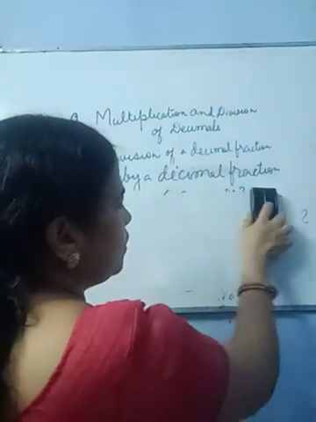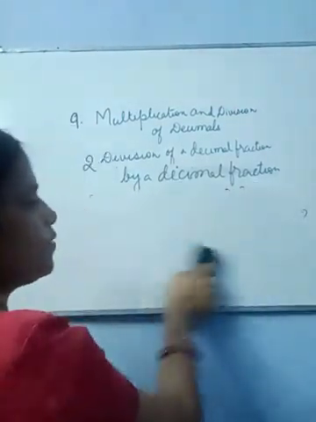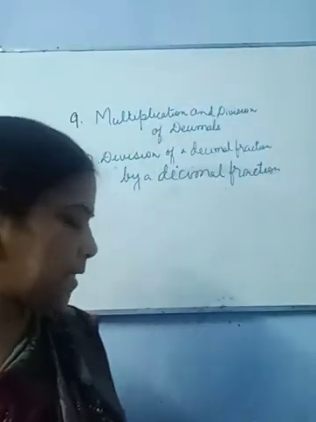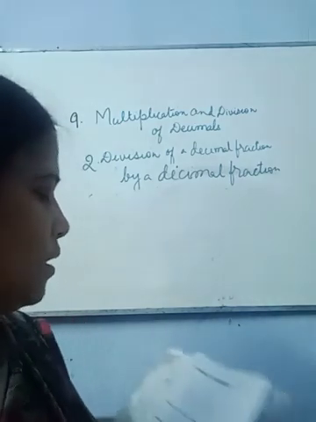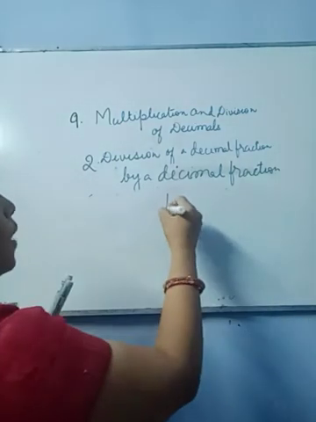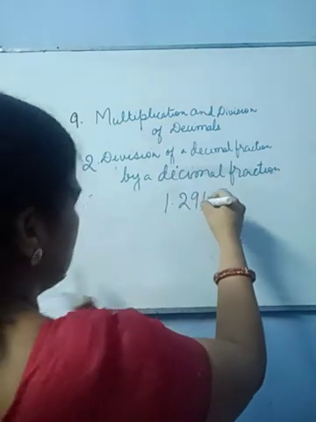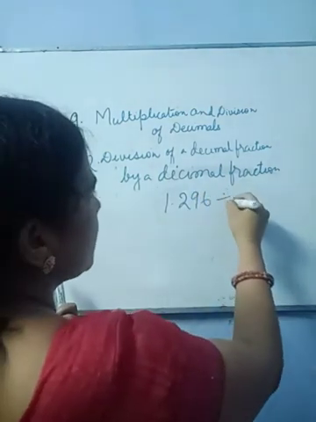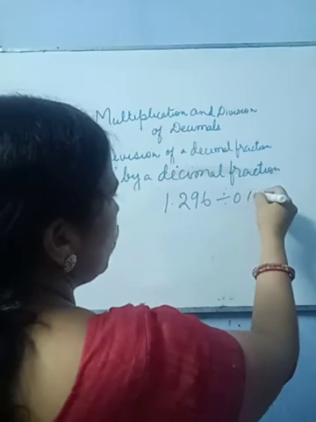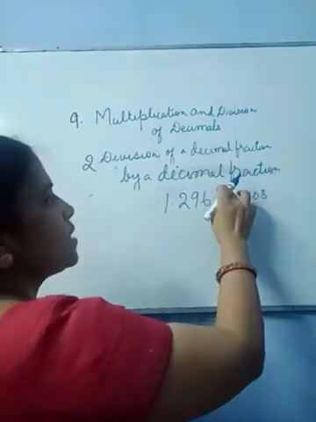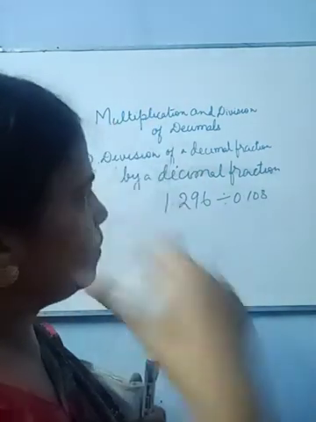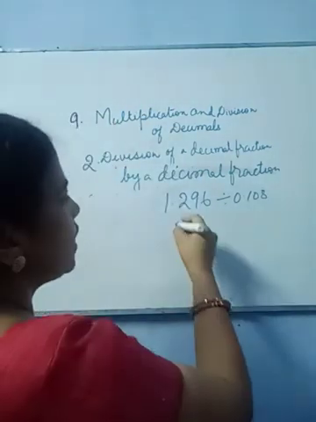Now let us solve more examples. With more examples, we are going to understand. Now suppose the number is 1.296 divided by 0.108. Okay, 1.296 divided by 0.108. Now what have I told?